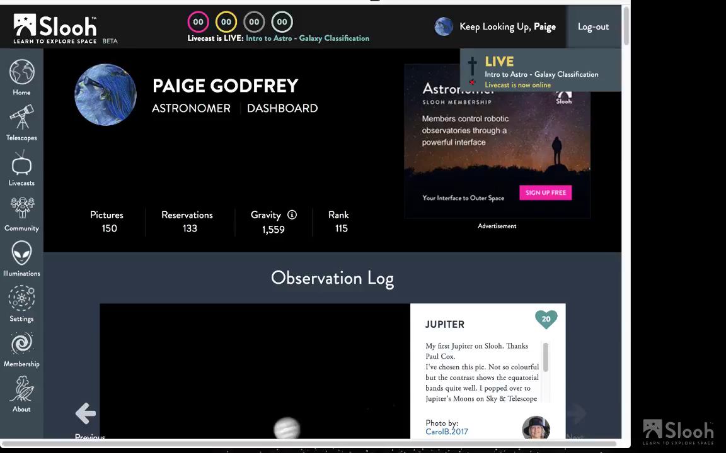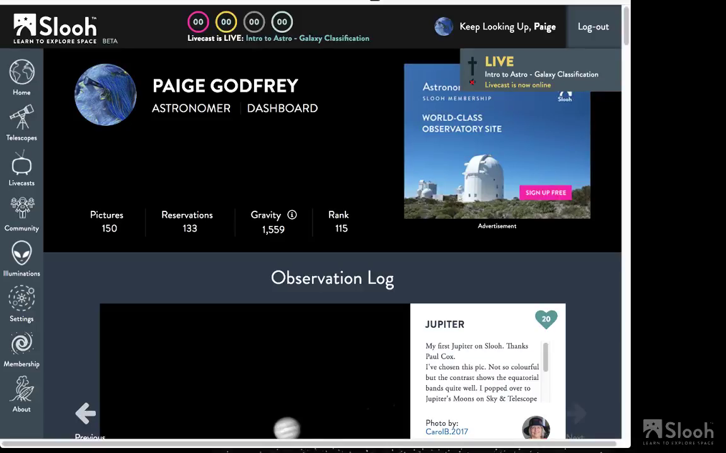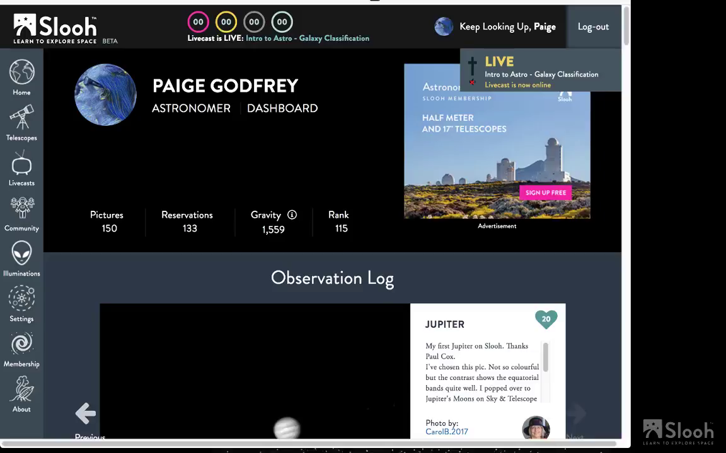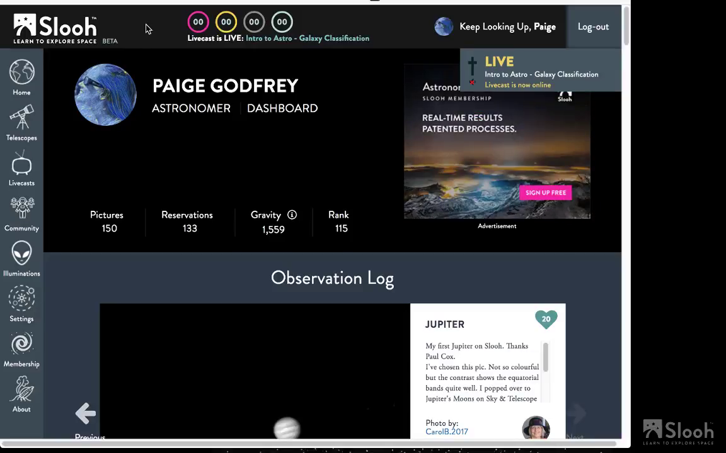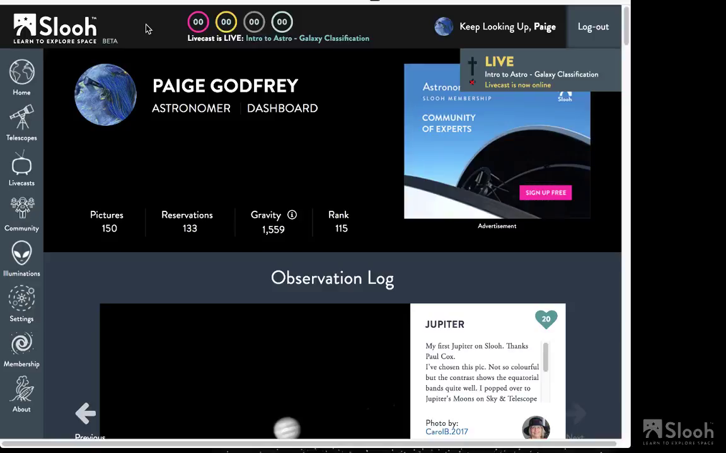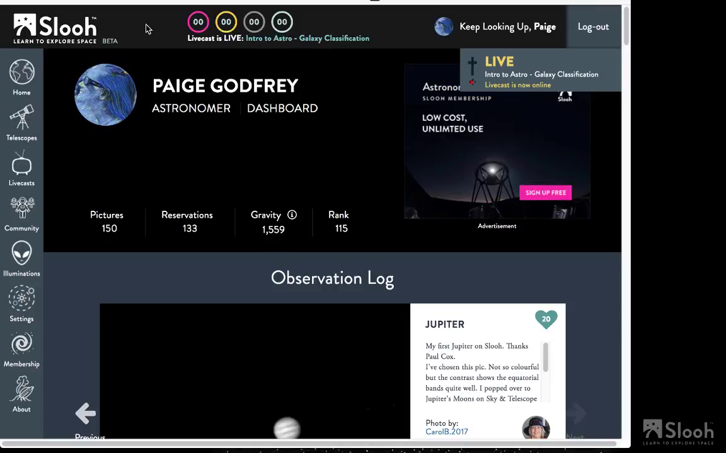Edwin Hubble made what we call the Hubble tuning fork. It is a way to classify galaxies, and it describes all the different types that there are. And we're going to take a really in-depth look at that tonight.